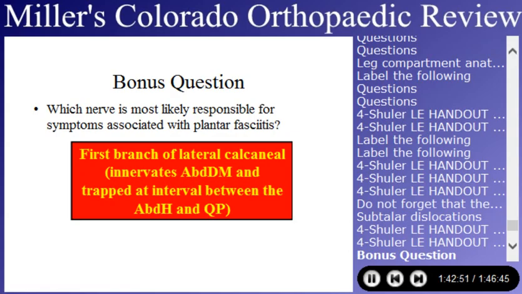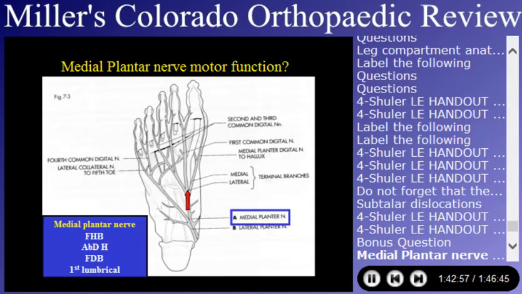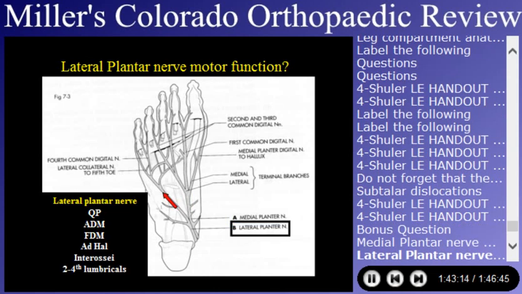First branch, lateral calcaneal, innervates the muscles I have shown. Medial plantar nerve, think of it like the median nerve in the hand. The medial plantar nerve then innervates the digits just almost like in the hand. Okay? You have sensation here to the first 3.5. I have the muscles here that it innervates, including the first lumbrical. Lateral plantar nerve, shown here: your interossei, lumbricals.